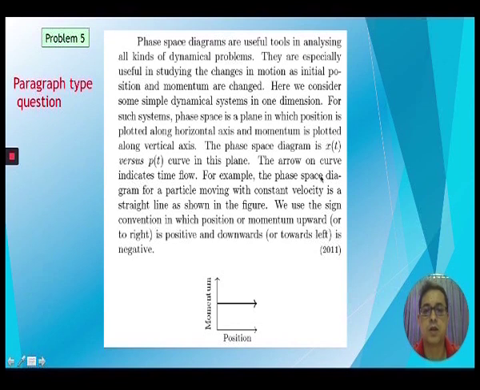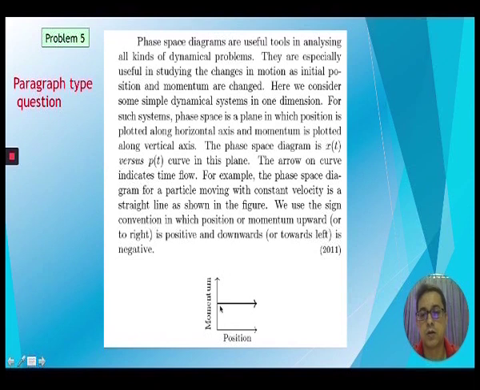Okay, in this plane, the arrow on the curve indicates the time arrow. Okay, this is what we're talking about. It indicates time flow. For example, the phase space diagram for a particle moving with constant velocity is a straight line as shown in the figure. We use the sign convention in which position or momentum upward or to the right is positive, and downward or towards the left is negative.